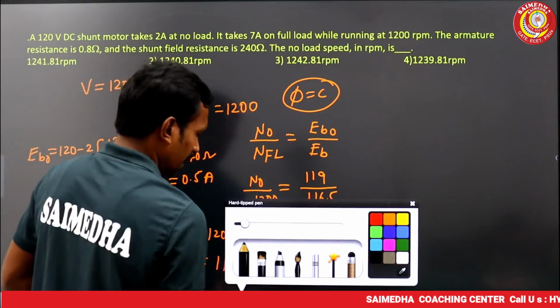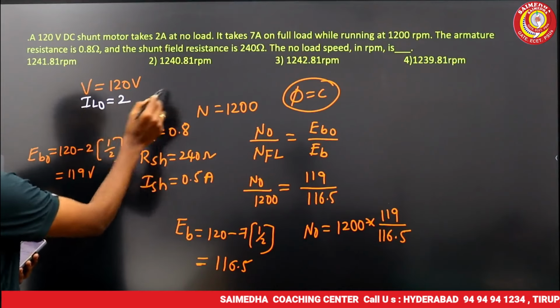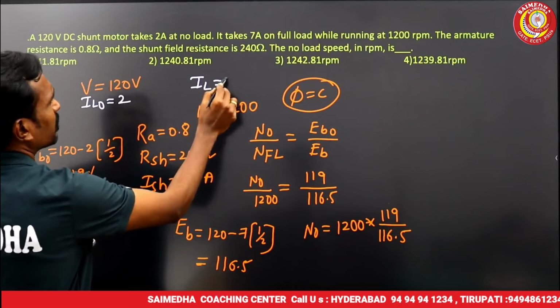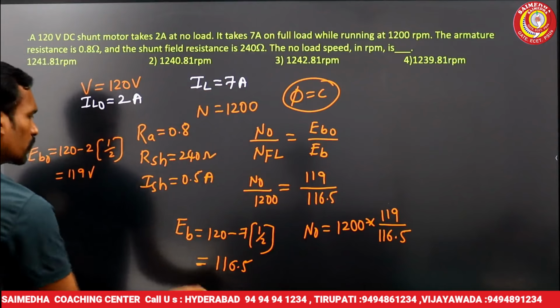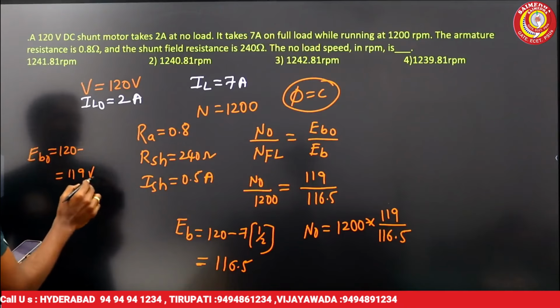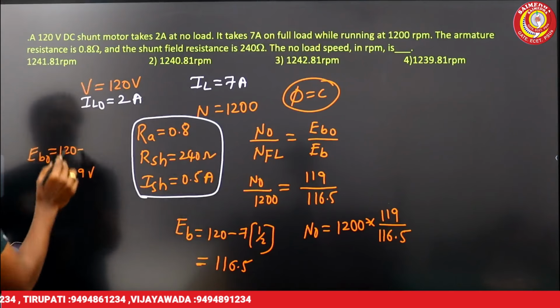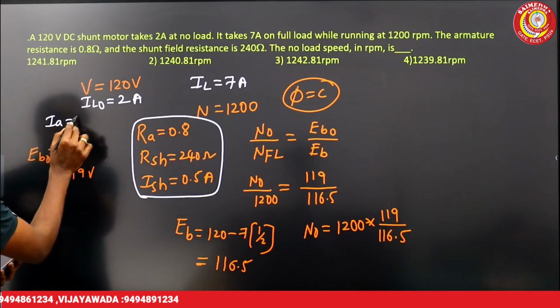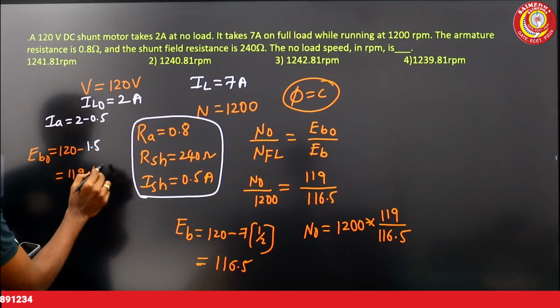Nothing but they gave the line current, sir. They gave a line current of 2 amperes and a line current of 7 amperes. Not armature current. We need to substitute armature current. What is the armature current? If the line current is 2 amperes, the shunt current is 0.5. When it is a motor, the armature current is 2 minus 0.5, which is 1.5, times RA.